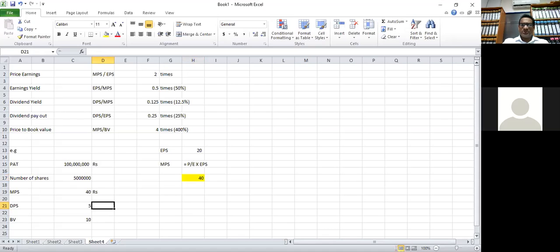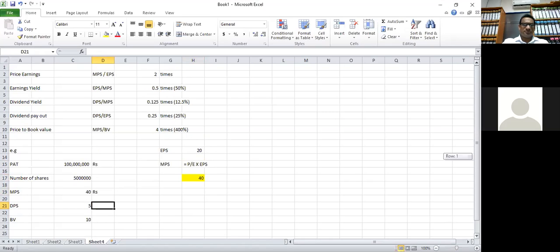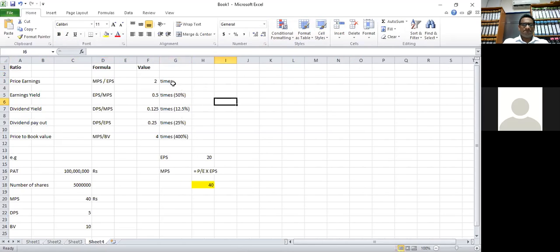So remember these calculations, okay? Not very difficult calculations, but very important calculations. This is the ratio. This is the value. The ratio. This is the formula. These are the values. Fine. Okay, so now we can go back to the presentation.